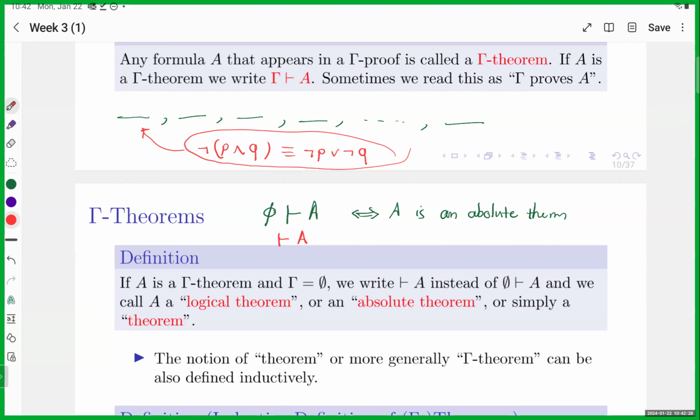Yes? All the axioms are absolute theorems. Yes. That is a correct statement. Why? Because I can write them in the first step. Step one, write the axiom. You're going to have a proof using one step. Write the axiom.